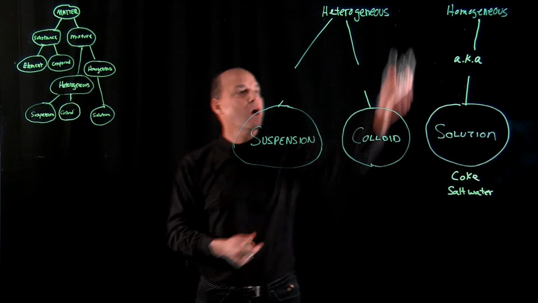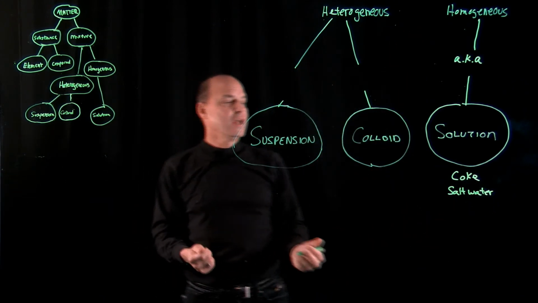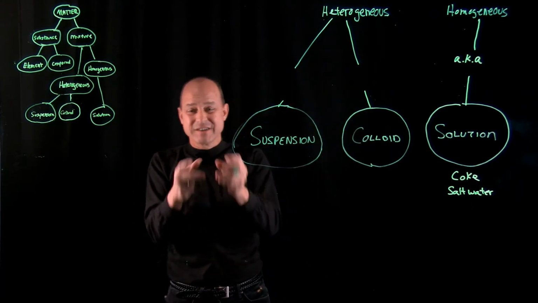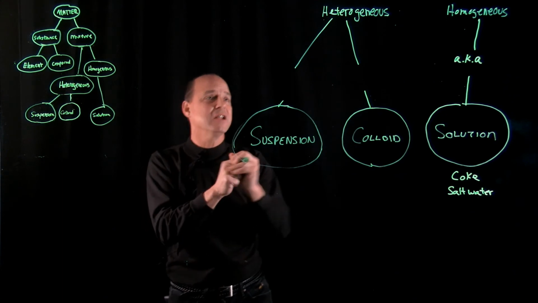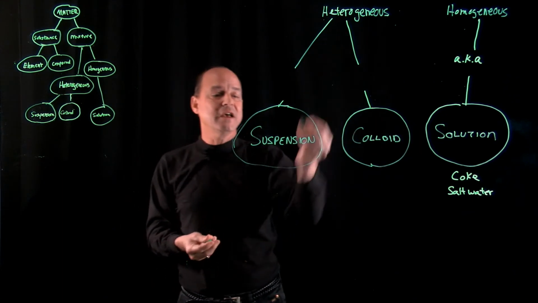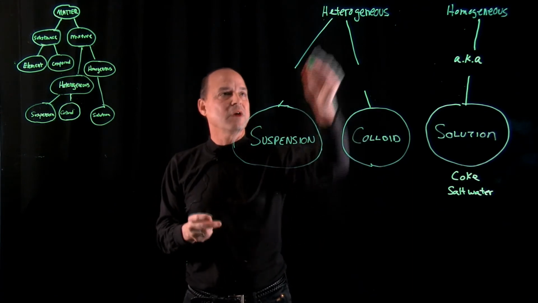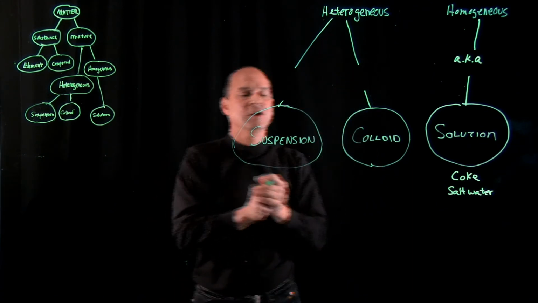All right, again, the requirement for a homogeneous solution is that it's evenly mixed throughout, and it's really, really hard to see the different stuff, right? If it was easy to see, then it would be a heterogeneous mixture, right? So let's talk a little bit about suspensions and colloids.